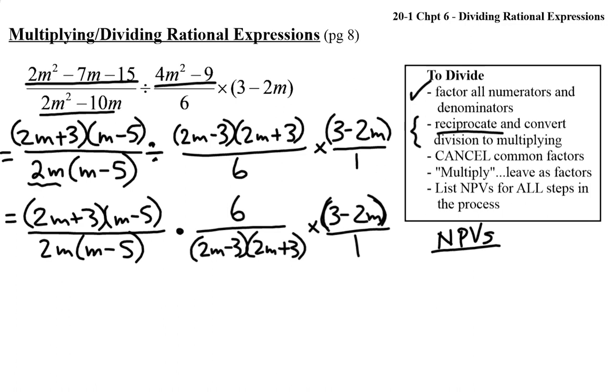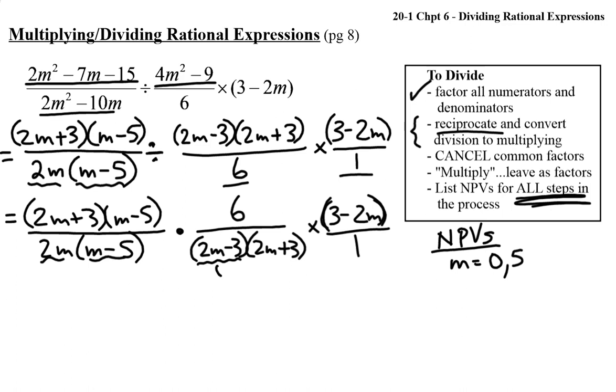So here, if that equaled 0, it's because m equaled 0. Here, this would equal 0 if m equaled 5. Here, there's nothing. But NPVs for all steps in the process. We've already dealt with those two.